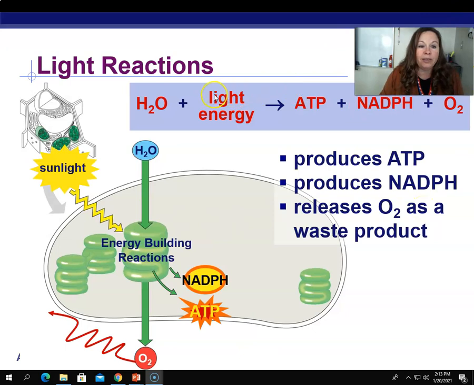So here's our equation, that it takes water and light energy in the thylakoids of the light reactions to make ATP and NADPH, and then the byproduct, the waste, O2.